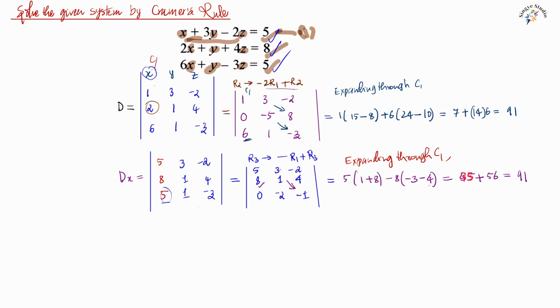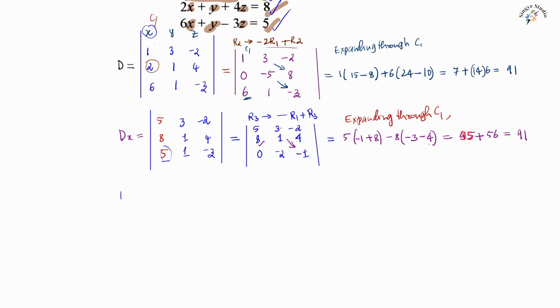Now next one is to calculate dy. Okay, now dy is calculated by replacing the column containing the coefficient of y by this sum, right? So our determinant will be now 1, 2, 6, 5, 8, 5, negative 2, 4, negative 3, and this is our dy determinant.